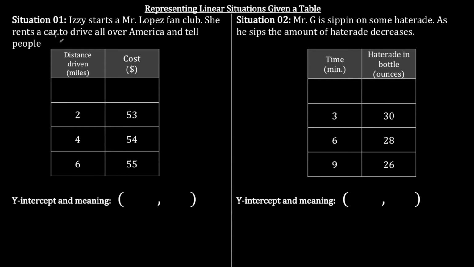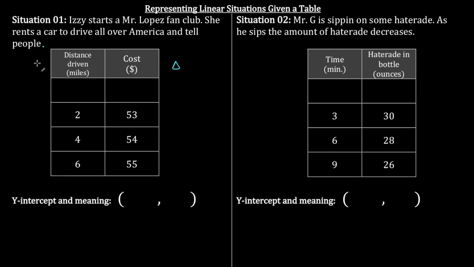So this first situation, Izzy starts a Mr. Lopez fan club. She rents a car to drive all over America and tell people. So we have the cost and we have the distance. So I am actually going to put the change, let's put change in cost. Triangle C.